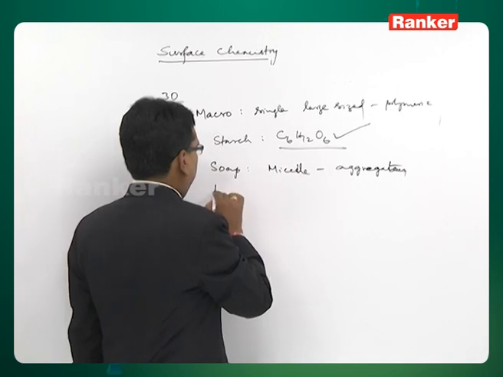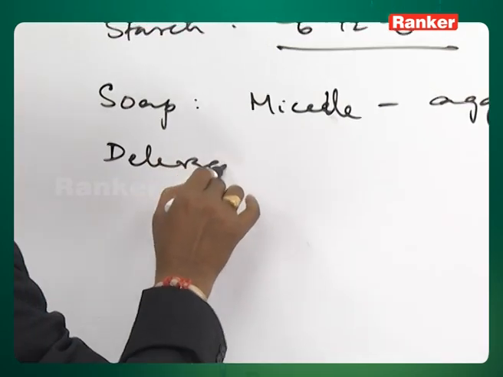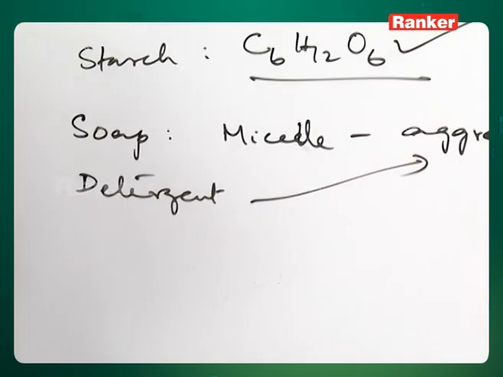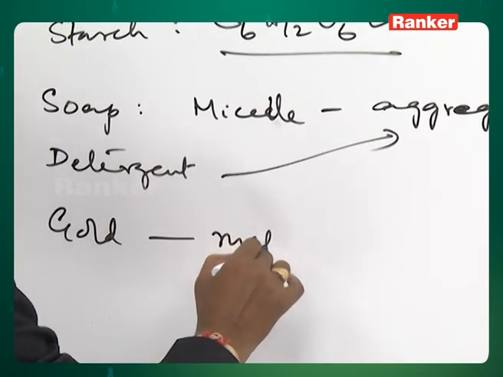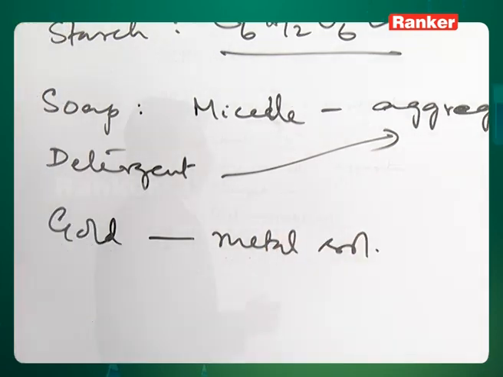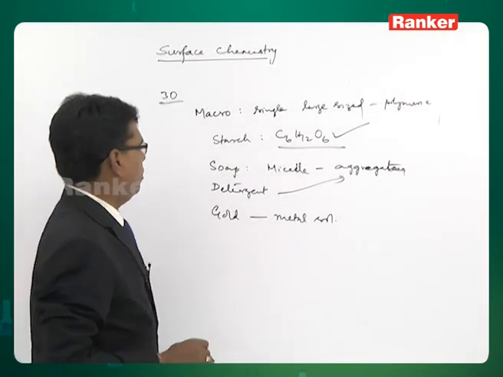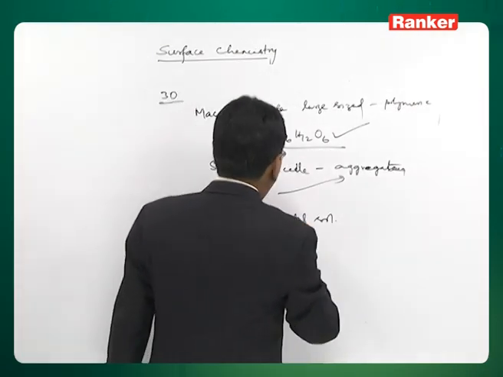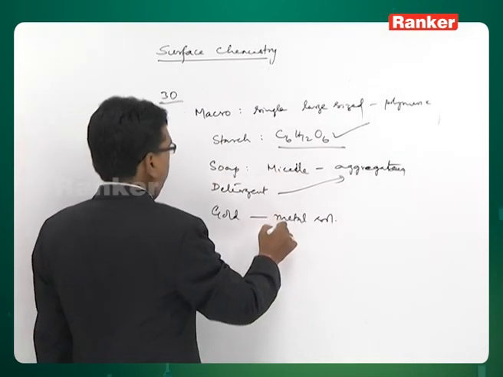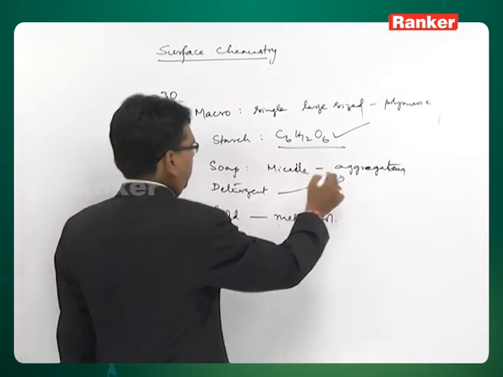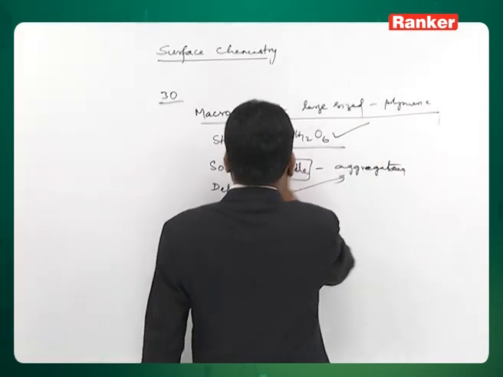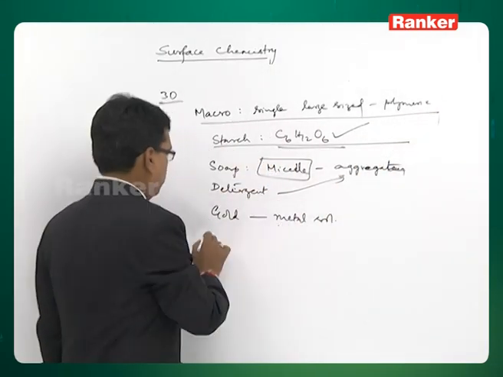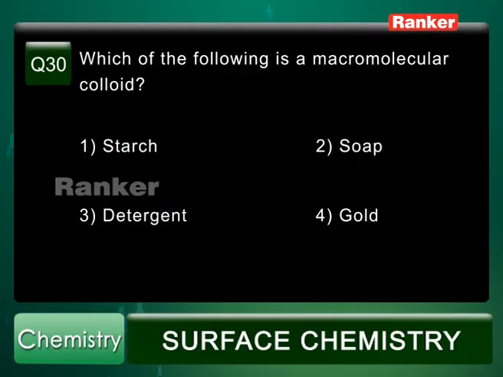Detergent is also an aggregate, and gold is a metal sol. Soap and detergent are aggregates which are micelles. So, the single large sized polymeric molecule is only the starch. So, the correct answer is option 1.